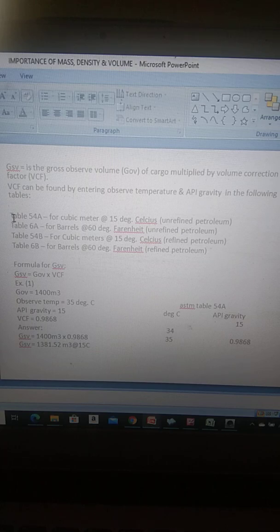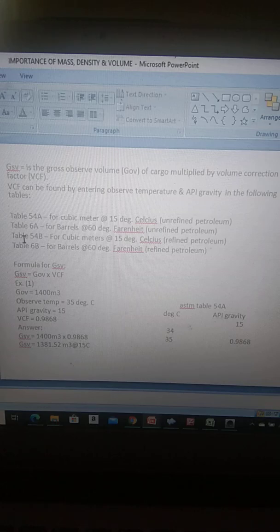So if we are calculating liquid cargo in cubic meters, we are going to use Table 54 Alpha for unrefined petroleum. What is unrefined petroleum? For example, crude products are unrefined petroleum, crude oil. So if we are using the ullage table for cubic meters, we will use Table 54 Alpha. If we are using the ullage table with barrels, we will use 6 Alpha, for crude petroleum products, meaning unrefined petroleum.